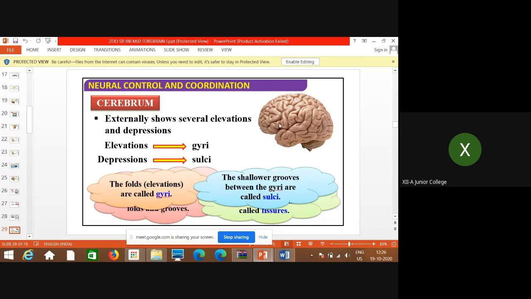You can see the depressed part in between. So these are called sulci. Sulcus is the singular. The folds which elevate are called gyrus, or gyri in the plural, and the shallower grooves between the gyri are called sulci. So these fissures are called sulci. Sulci is the plural, sulcus is the singular.